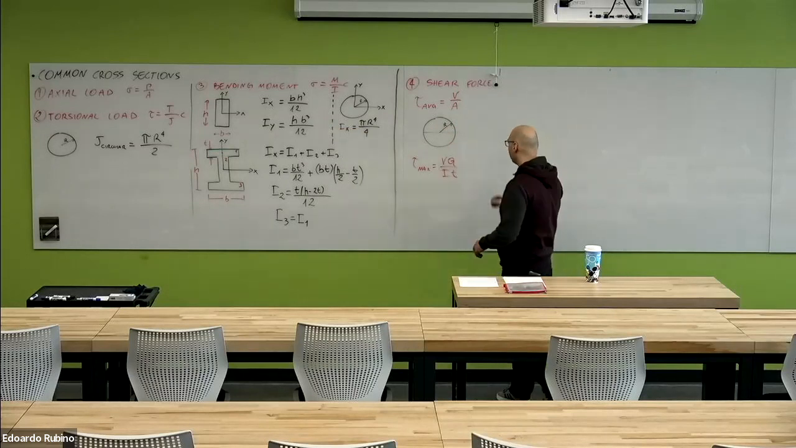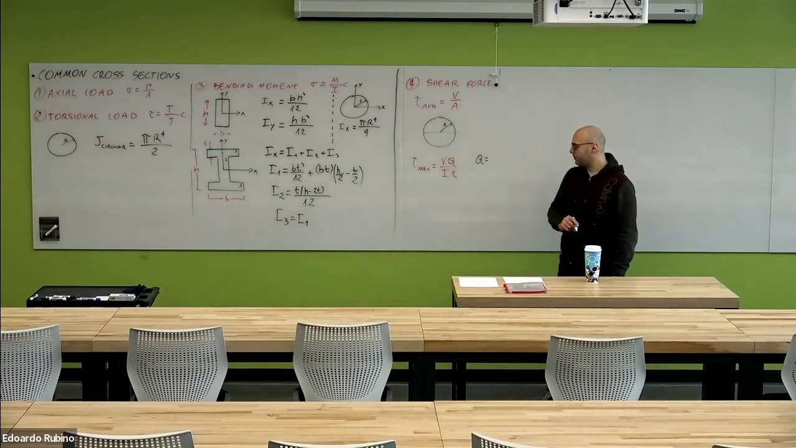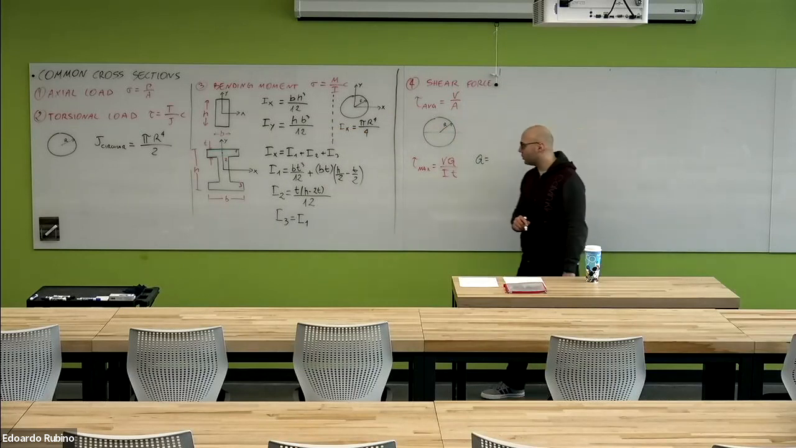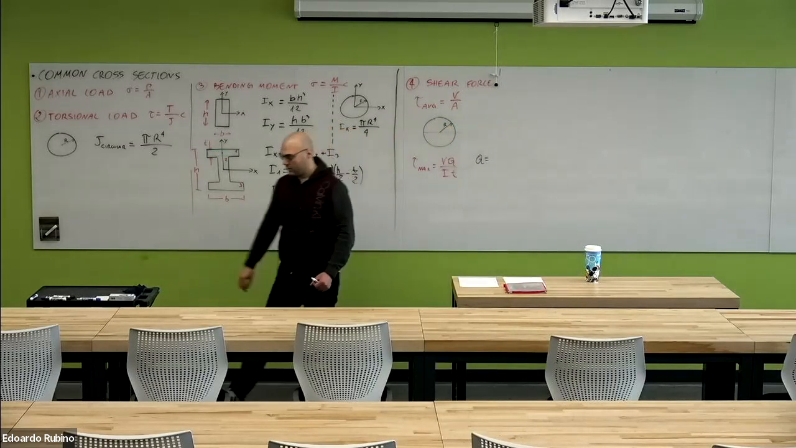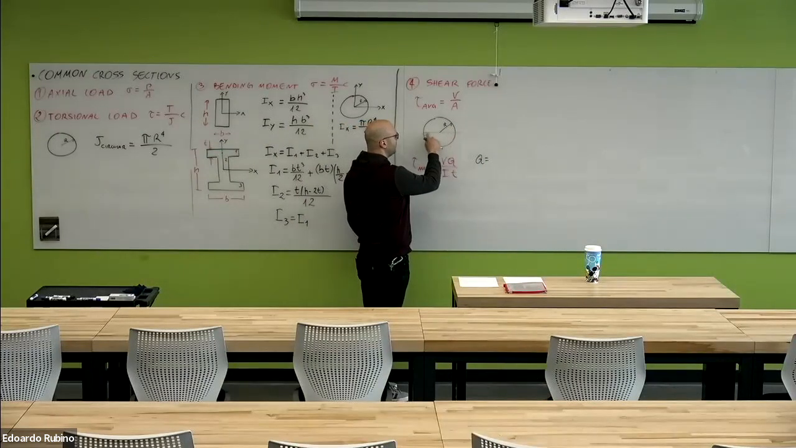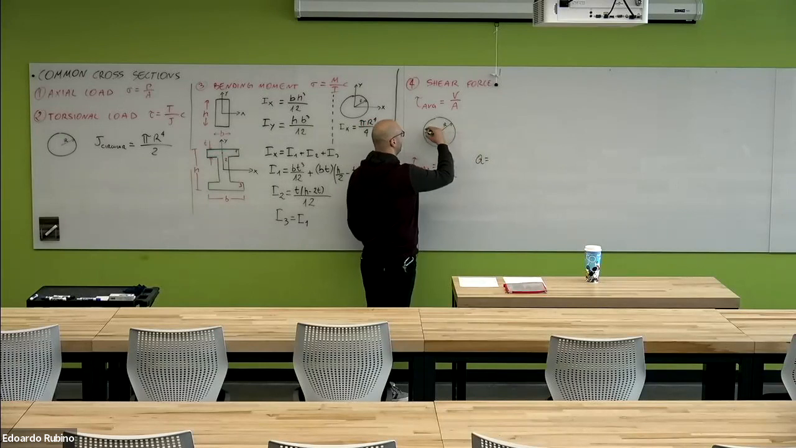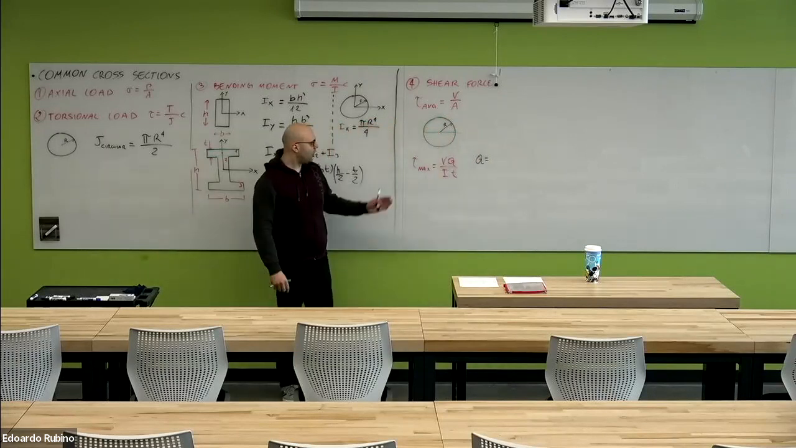Then we have Q, that is the static moment of the portion of the cross section above the location at which we want to determine the shear stress. So in this specific case, since we want to determine the shear stress at this location here, because we know that here we have the maximum shear stress, we have to calculate the static moment of this portion here. So the top half of the circle.